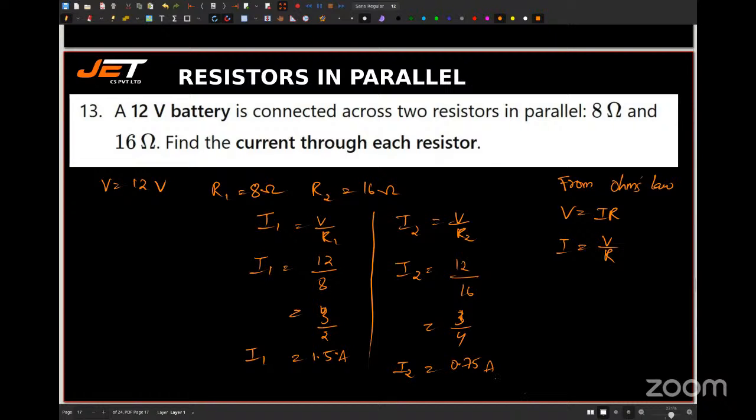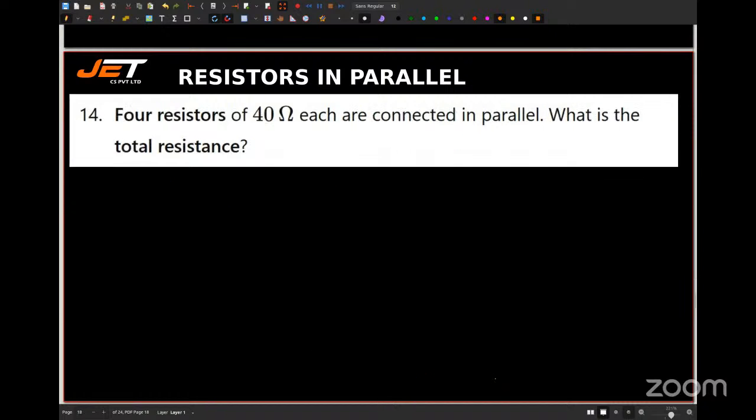Hope you all understood this. Moving on, four resistors of 40 ohms each are connected in parallel. What is the total resistance? Here R1 is equal to R2 is equal to R3 is equal to R4 is equal to 40 ohms, is given. So how do you find out?